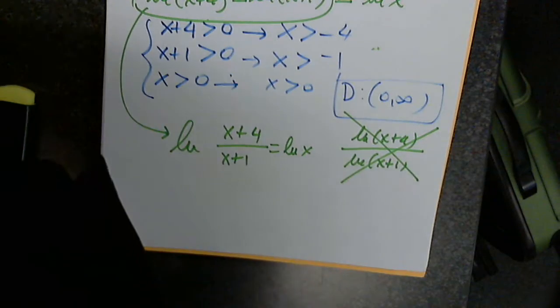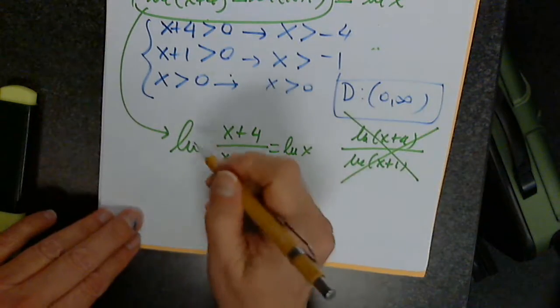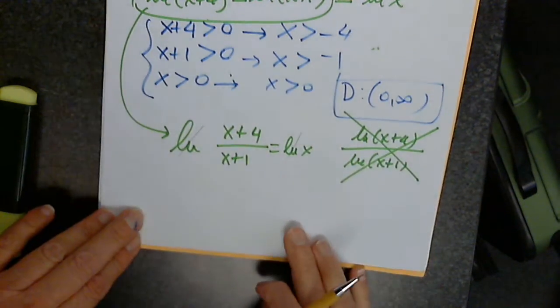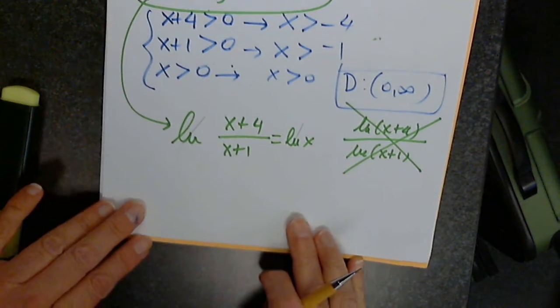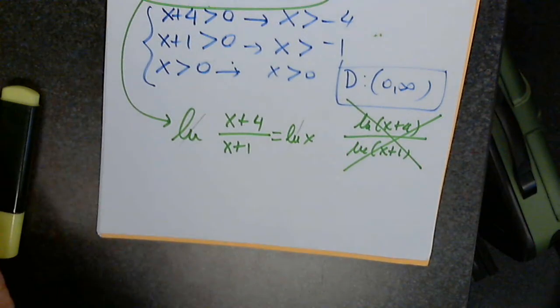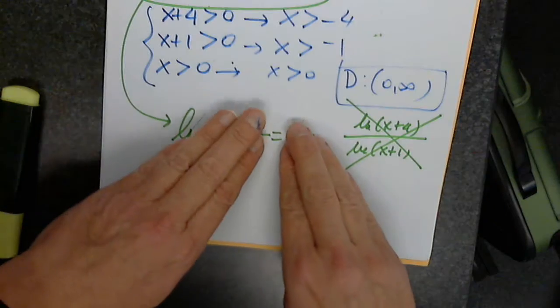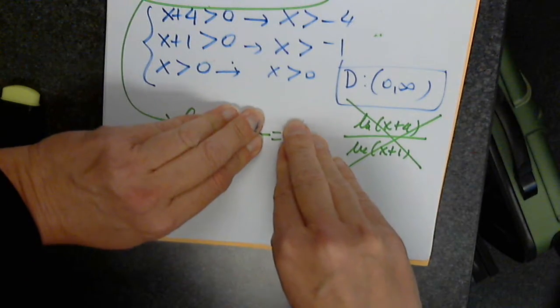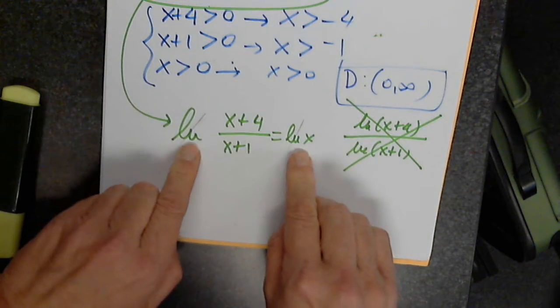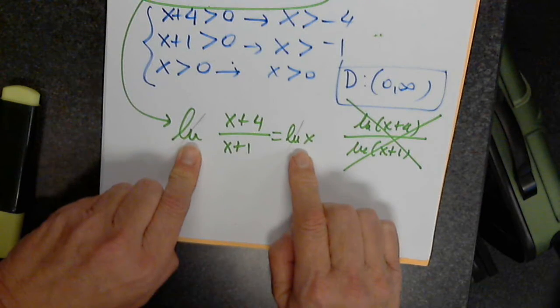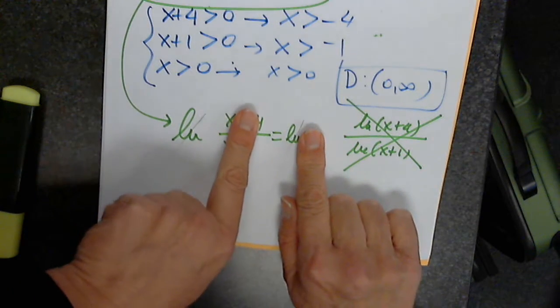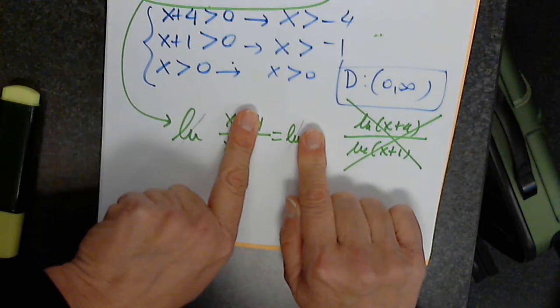I don't want to see something like this on a test. You're simplifying ln. You cannot do that. This is not what we're trying to do. So here's the concept. Two logs in the same base are equal. What has to happen to the quantities that they are applied to?